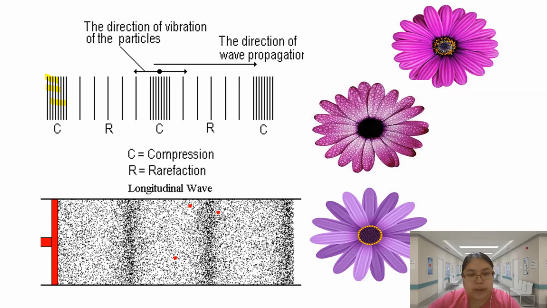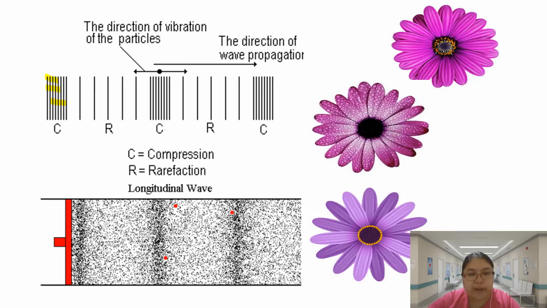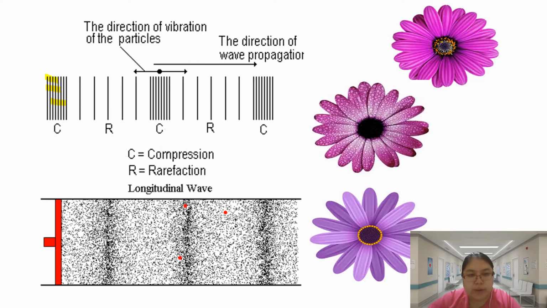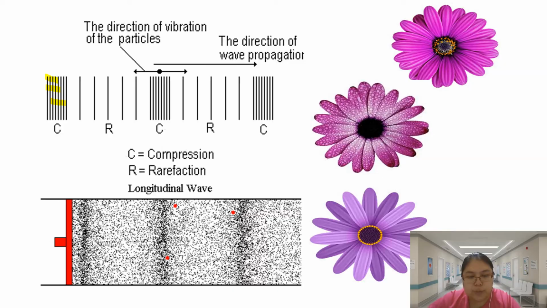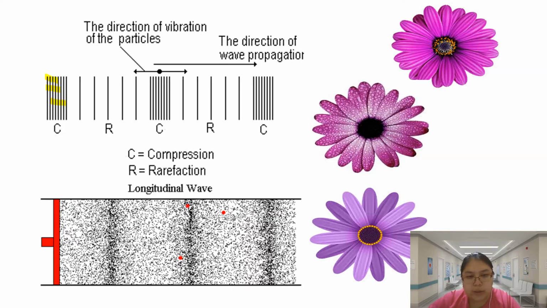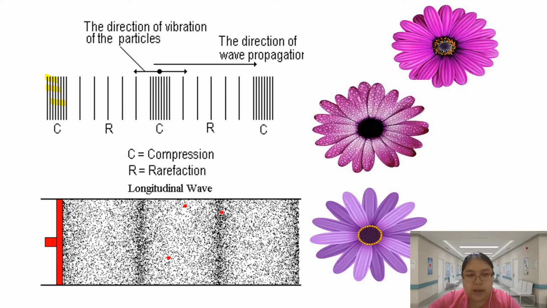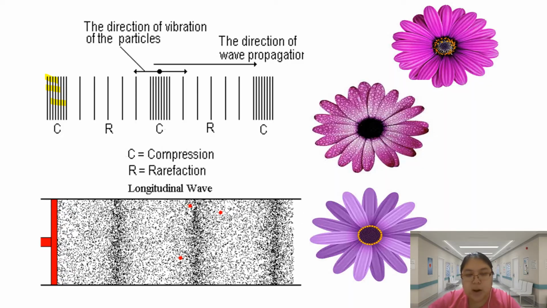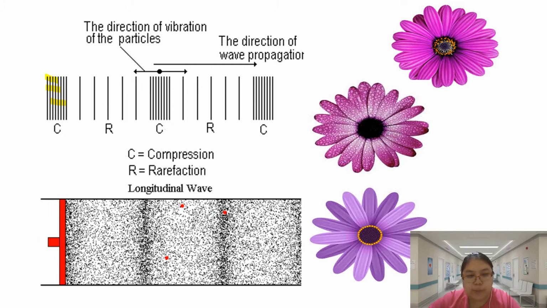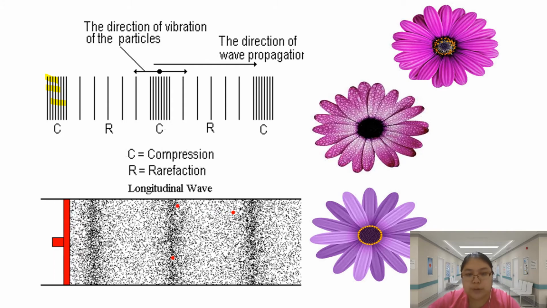The bottom one is an example of how the sound wave can travel. The molecules bring the sound wave to the right-hand side. So you can see the air molecules: when closer, that is a compression; when far away, that is a rarefaction. So this one is a longitudinal wave. They move parallel to each other.